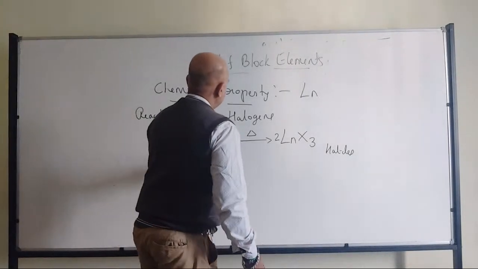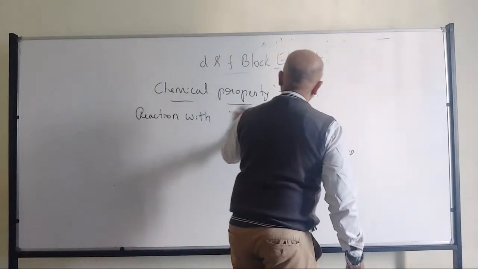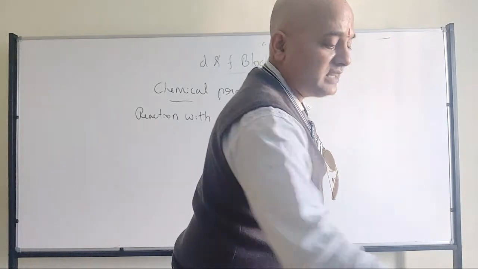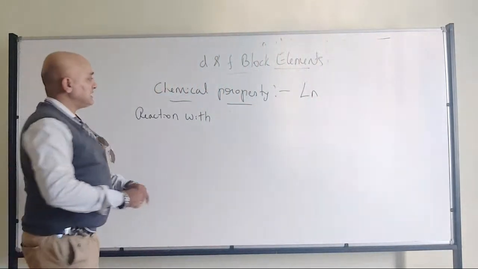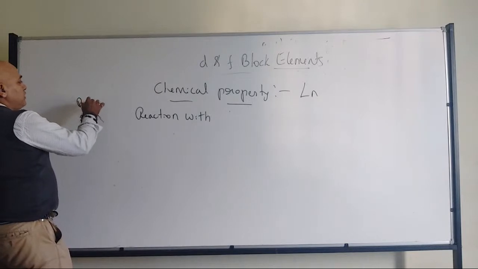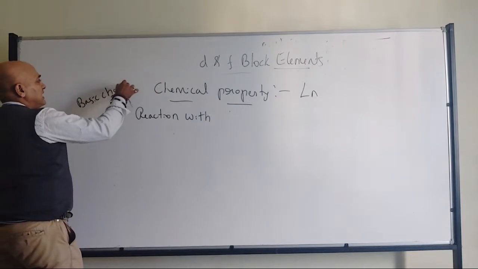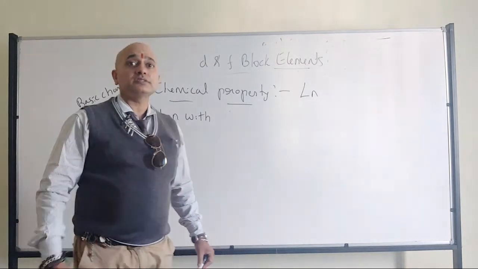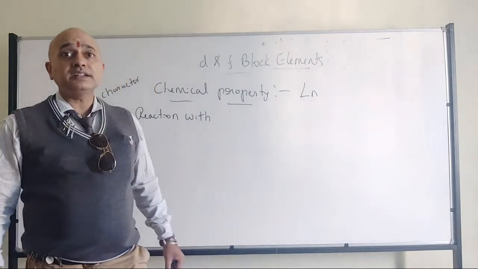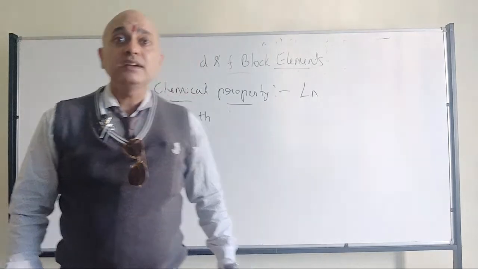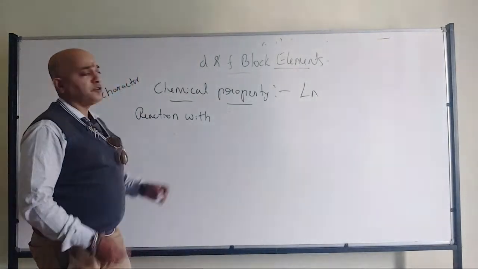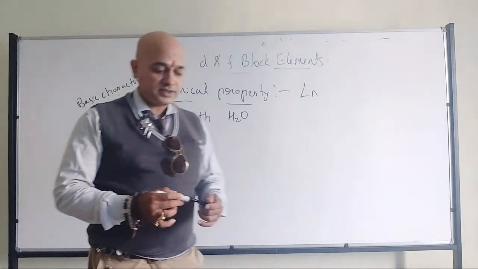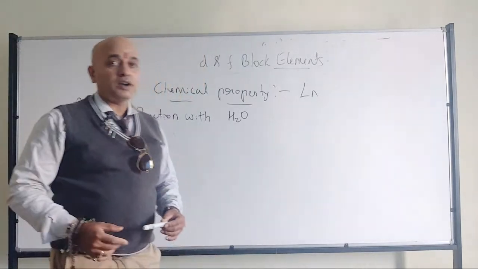Okay. So next one is reaction with, which shows the basic character of these lanthanides. Whatever I have written, it shows the basic character, which is normally a character of the metals, right? So they are good donors of electrons. They will form respective hydroxides. Therefore, they will form basic hydroxides. That's what we are going to discuss. So first one is reaction with water.